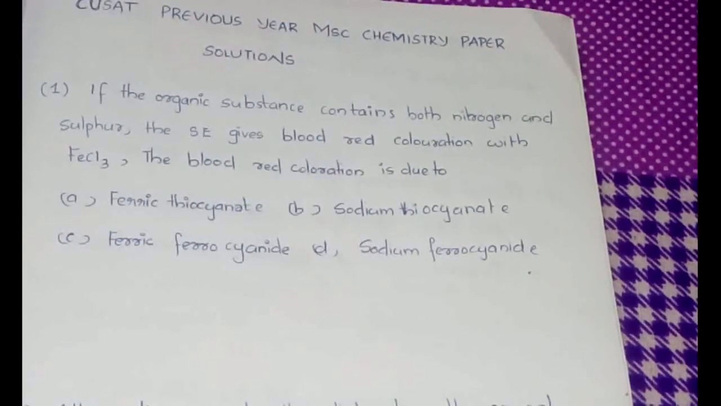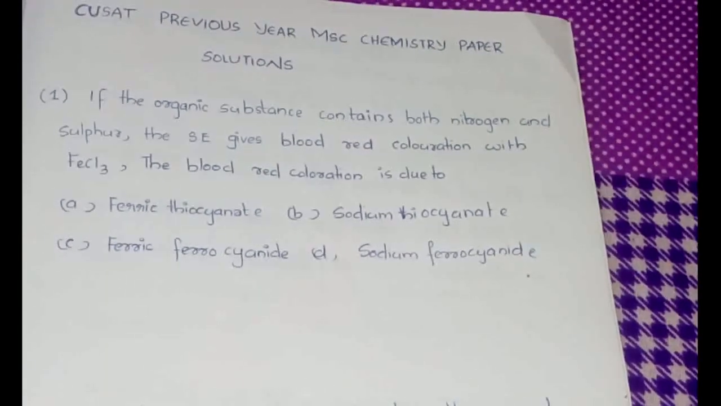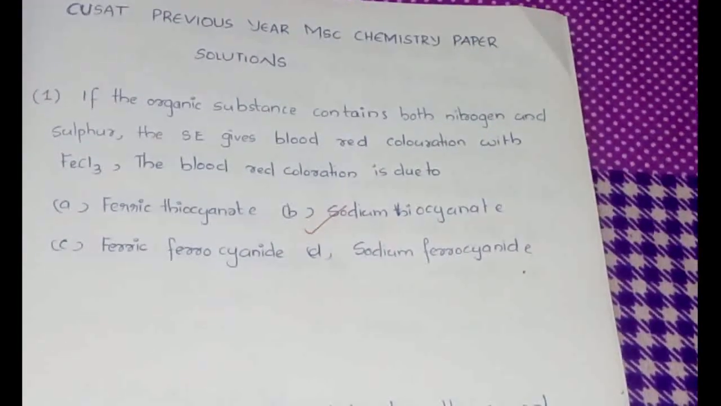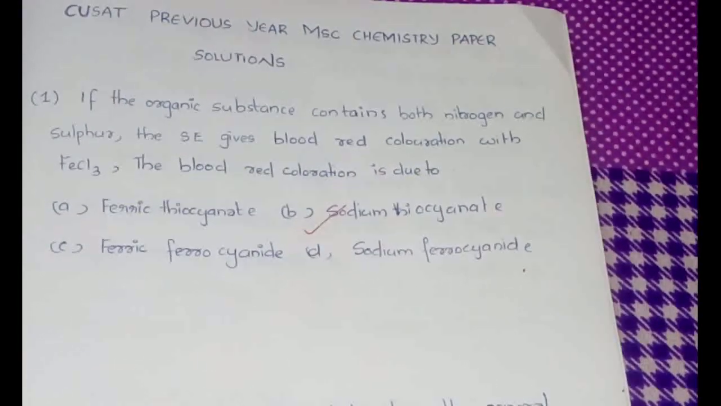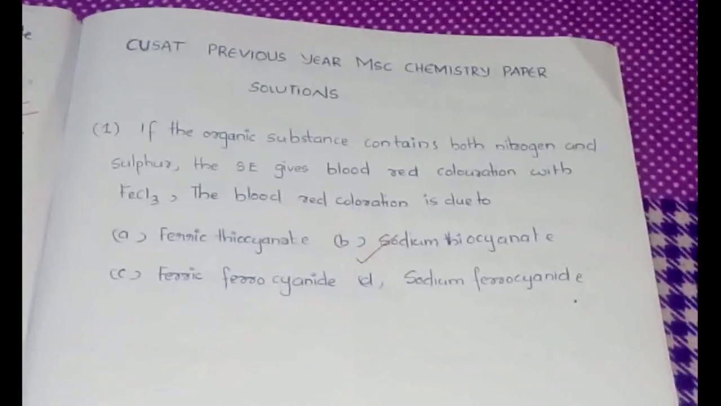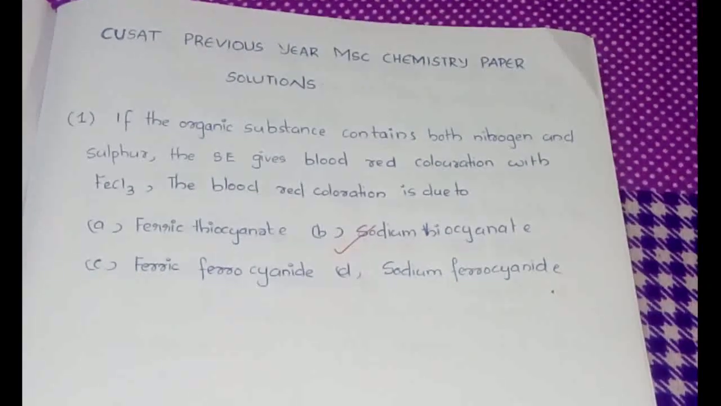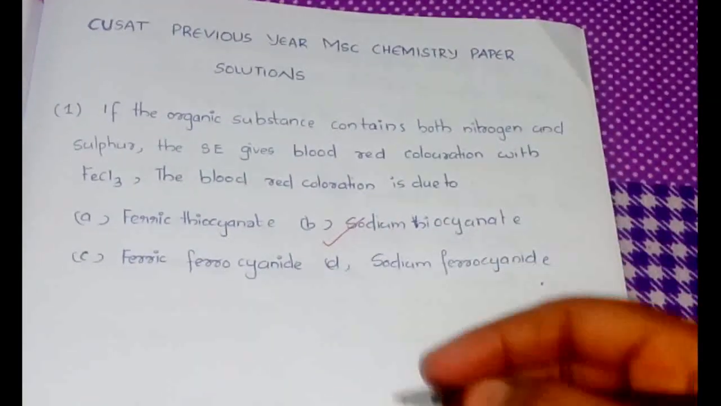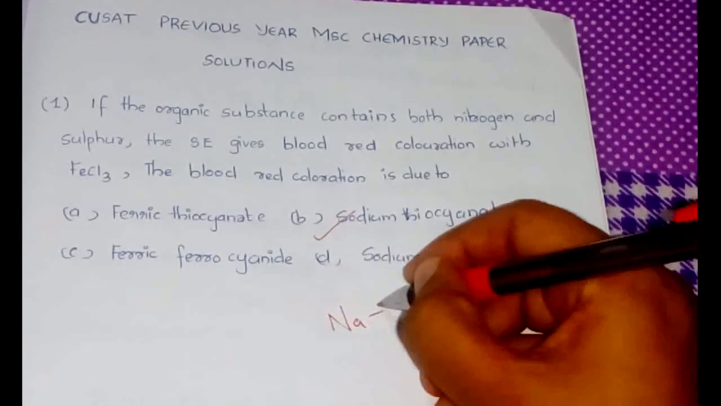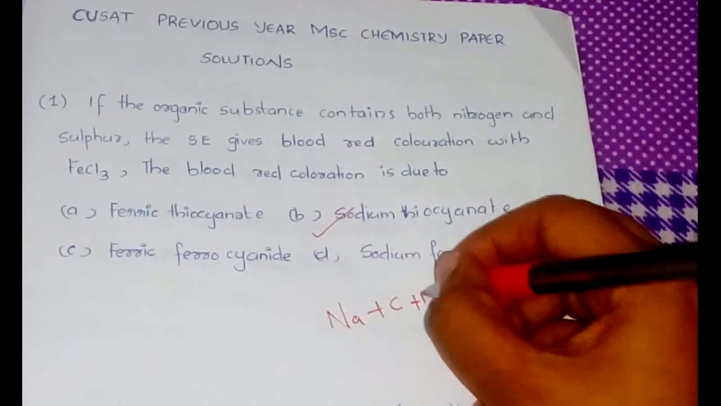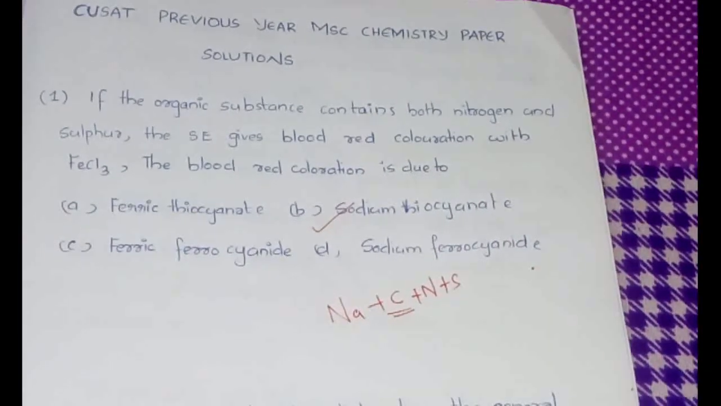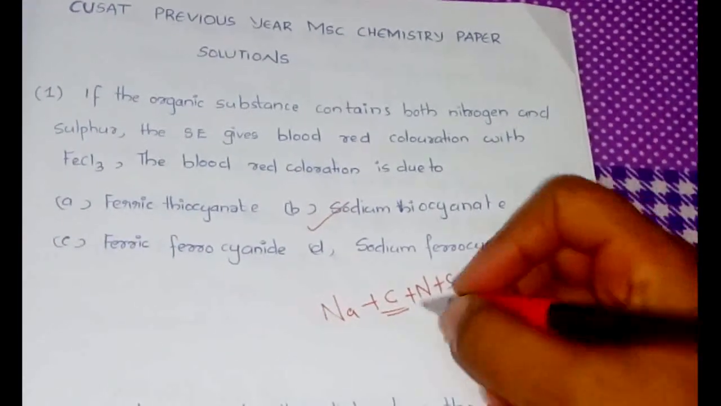Okay, so right, the answer of this question is sodium thiocyanate. So what is the explanation? It is because when the organic compound contains both nitrogen and sulfur, in the sodium extract test, it will give this reaction: Na plus C plus, and we have nitrogen and sulfur. From where does this C come from? Because this is an organic substance, so carbon, what will happen?